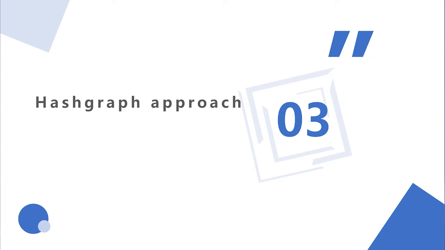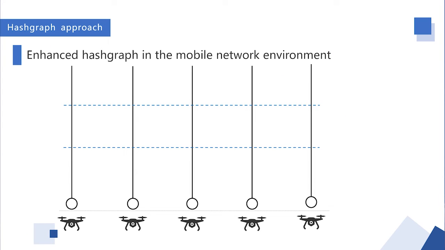In the next part, I will describe the hashgraph approach. In common hashgraph, a robot randomly chooses another one to synchronize the hashgraph. But in the mobile network, we stipulate that a robot can only choose its neighbors, as shown in the figure.